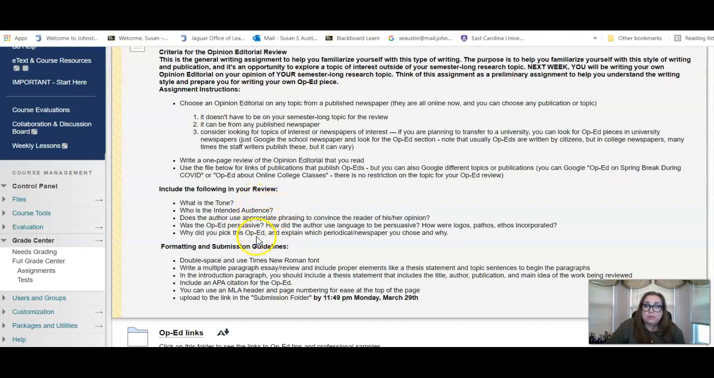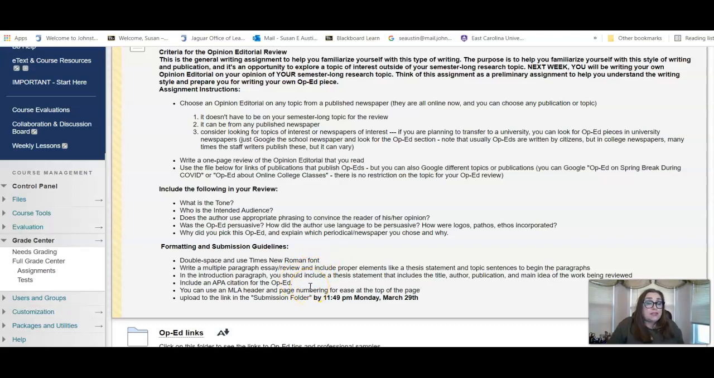Here I have some prompts for you. Look at the tone, and look at who the intended audience is. For instance, a Washington Post political op-ed may be intended for a certain type of audience, and an op-ed written at NC State for the student newspaper may obviously be for a different audience. Then look at the author's use of appropriate phrasing and tone. How did he or she convince the reader of the opinion? What phrasing, what words, how was it shaped, how was it organized? Was the op-ed persuasive? How did the author use language to be persuasive?